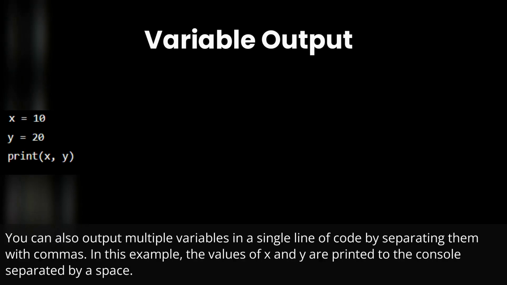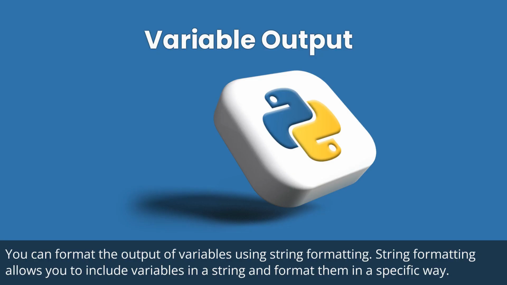You can also output multiple variables in a single line of code by separating them with commas. In this example, the values of x and y are printed to the console separated by a space. You can format the output of variables using string formatting. String formatting allows you to include variables in a string and format them in a specific way.